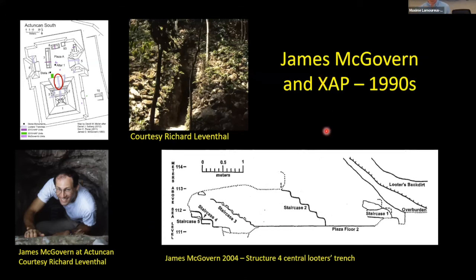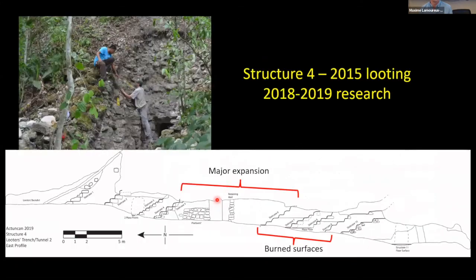What I am going to talk about a little bit more is structure 4, and you can see this is the entrance to this giant looters tunnel at the center of structure 4. And this is where we have the earliest evidence of construction at this site. This is what the looters tunnel looked like in the 90s. It was 11 meters long at the time, and showed us 5 versions of this site with the mask associated with that third version, the staircase 3 here.